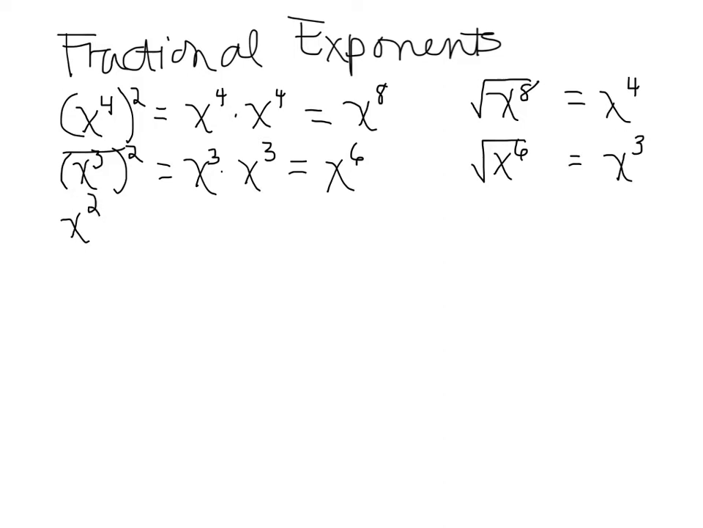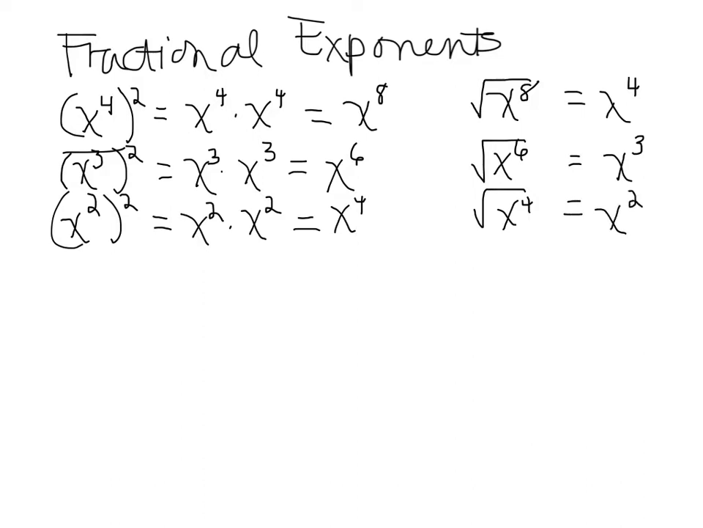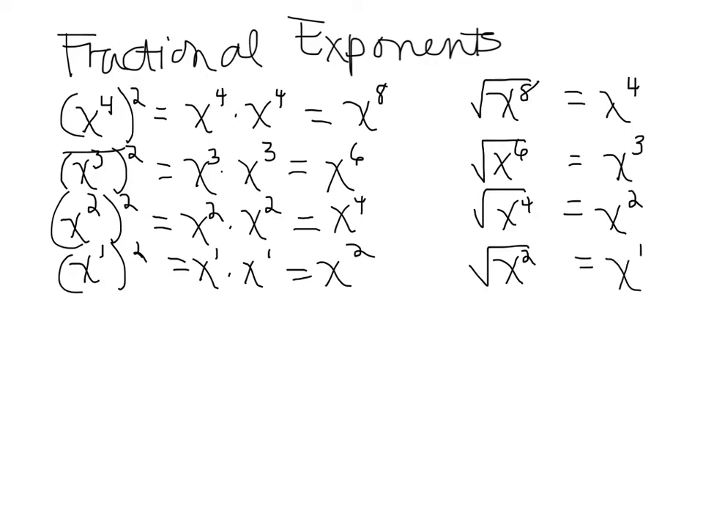You've probably already caught on to this now, but we're going to follow it down to the end. X squared squared means x to the second times x to the second, which is x to the fourth, proving that the square root of x to the fourth is x to the second. X to the first squared is x to the first times x to the first, which equals x to the second, meaning that the square root of x to the second is x to the first.